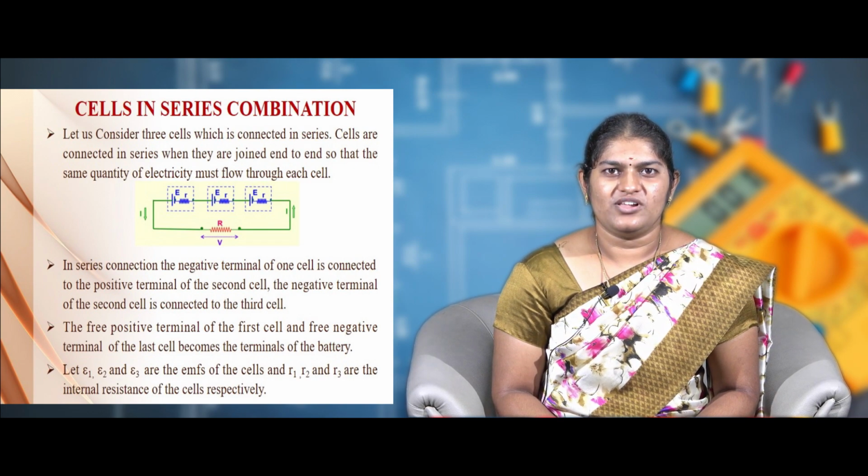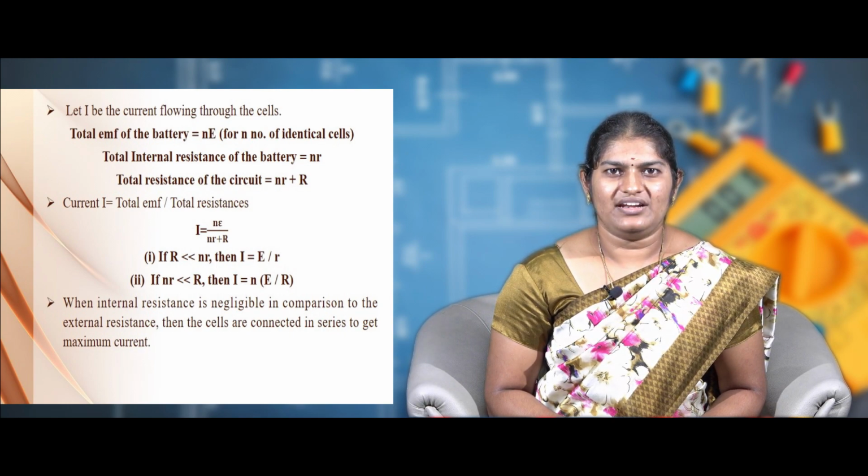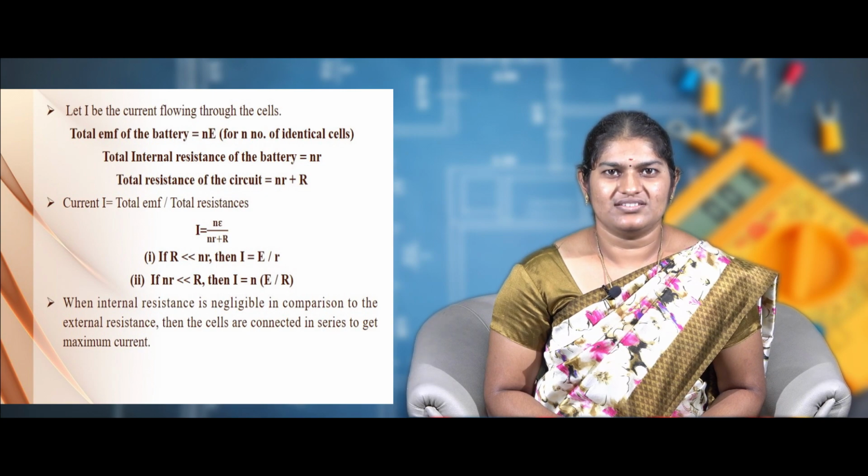Let epsilon 1, epsilon 2, epsilon 3 be the EMF of the cells. Let R1, R2, R3 be the internal resistance of the cells. Let current I be flowing through each cell. The total EMF of a battery is equal to nE, where n is the number of identical cells. The total internal resistance of a battery is equal to nr. The total resistance of the circuit is equal to nr plus R. Current I is equal to total EMF divided by total resistance. The equation can be written as I is equal to nE divided by nr plus R.